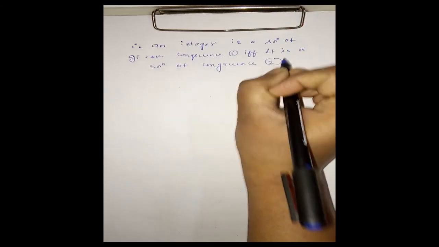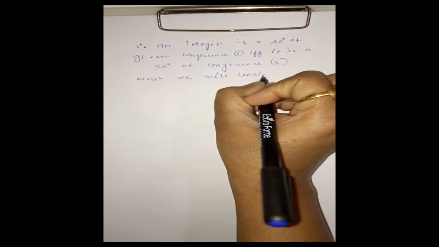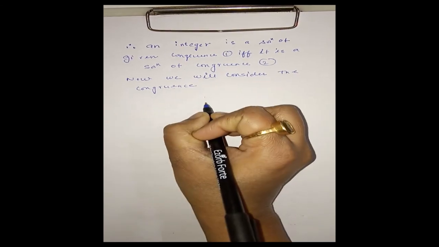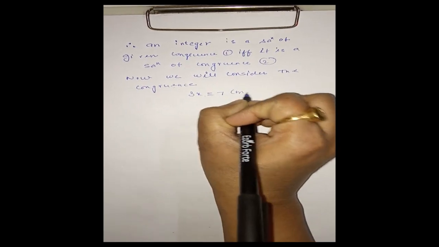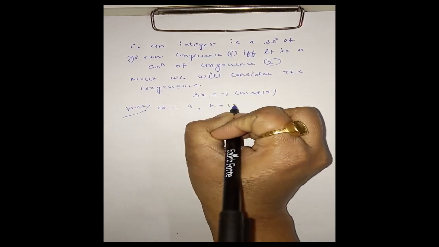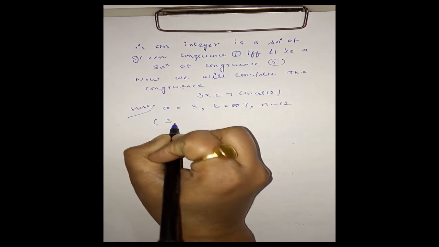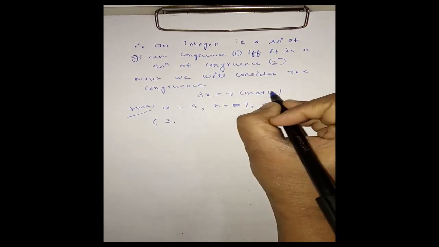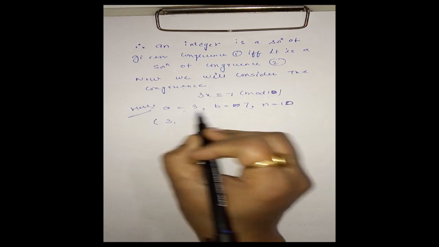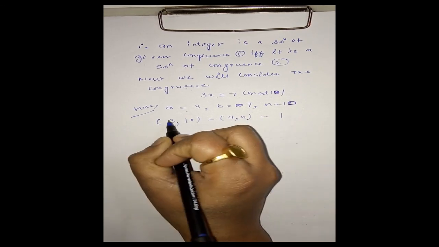Okay, now we will consider the second congruence. Consider the congruence 3x is congruent to 7 modulo 10. Here, a is 3, b is 7, and n is 10. And GCD of a and n is not 12, it is 10, not 12. GCD of 3 and 10 is 1.